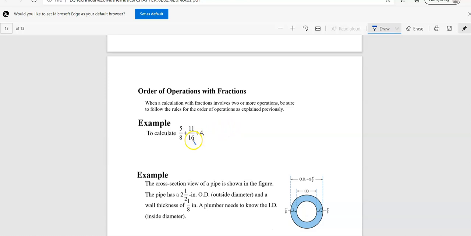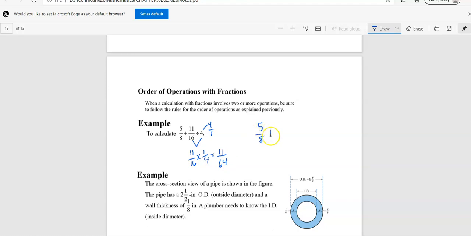So the first part is what I've got to take care of. So 11 over 16, remember change the division to a multiplication, and then remember you can write 4 as 4 over 1, so we're going to do the reciprocal of that. That's going to get me 11 over 16 times 4, which is going to be 64. Okay, now we can do the addition.